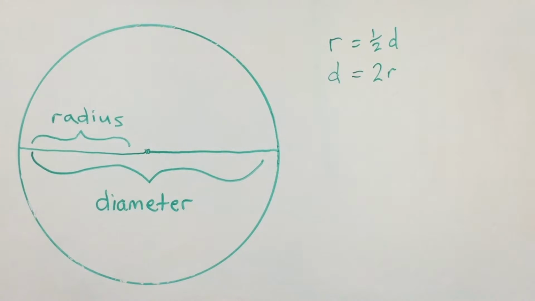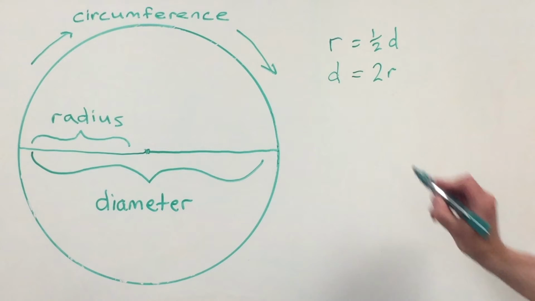So now we know about some distances related to lines that run across a circle. But after all, circles are round. So we're probably still interested in knowing something about the distance around a circle. This distance is known as the circumference of the circle. The circumference also has an abbreviation, C.